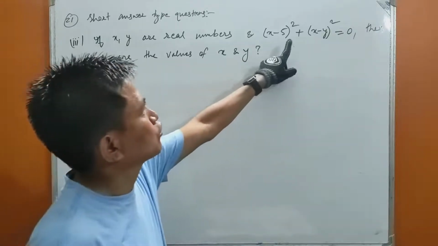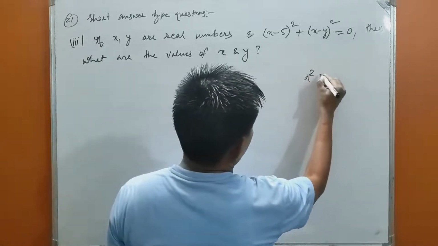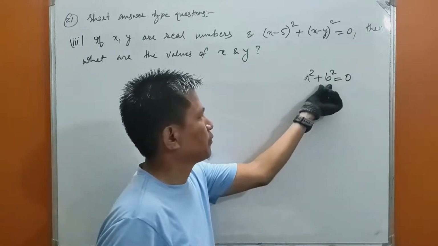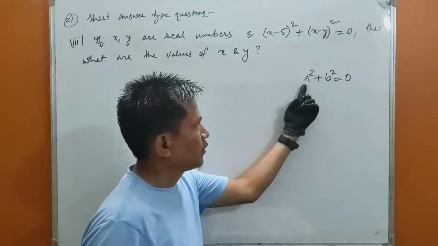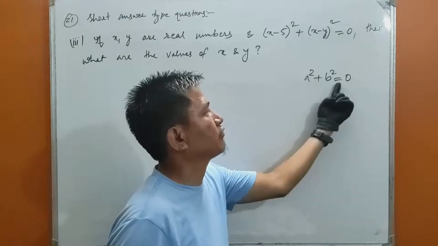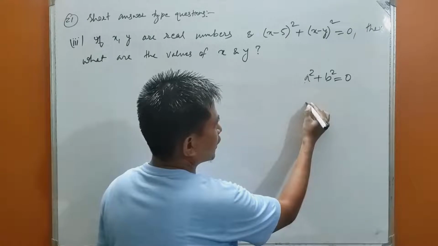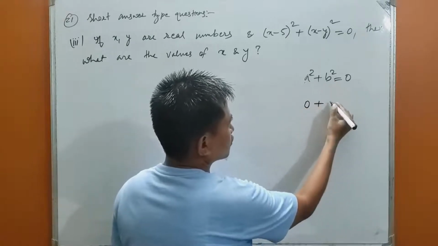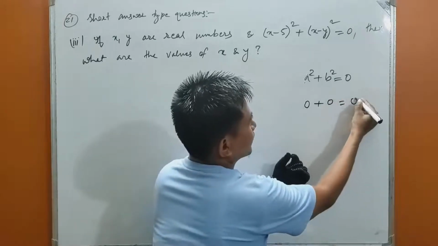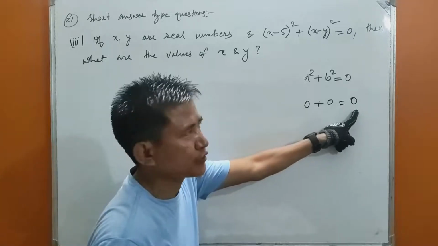Okay. To solve this question, let us first understand this. If a square plus b square equals 0, then each square should also be equal to 0, then only this equation will hold true. What I am trying to say is a square should be 0 plus b square should be 0, then only 0 plus 0 will become 0 on the right hand side, isn't it?